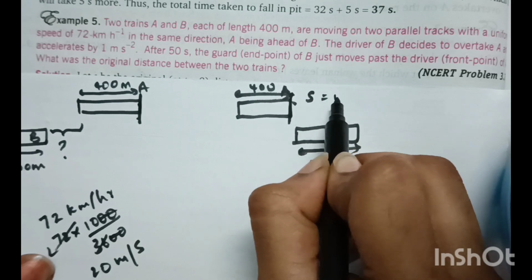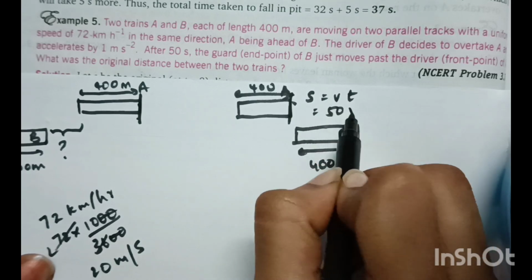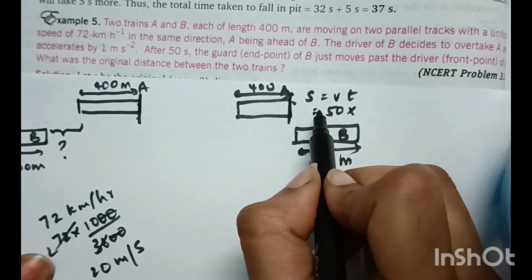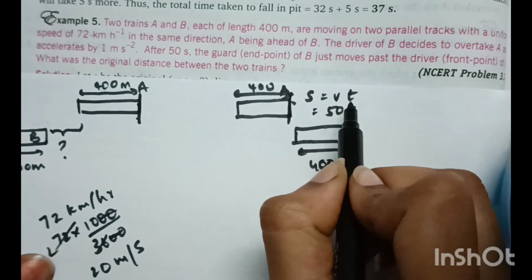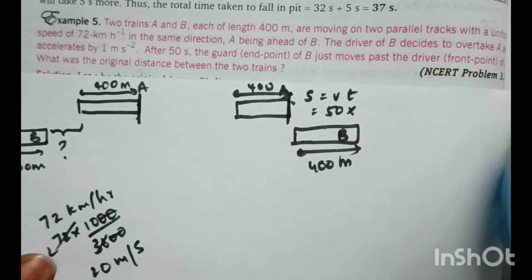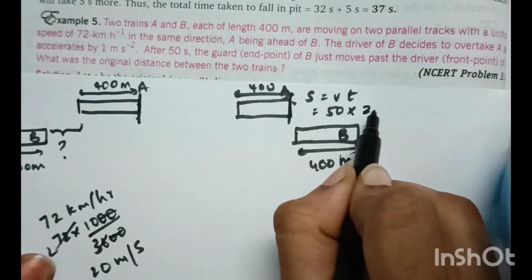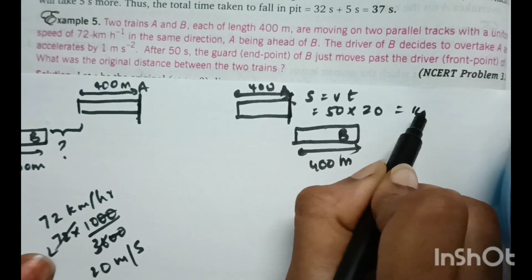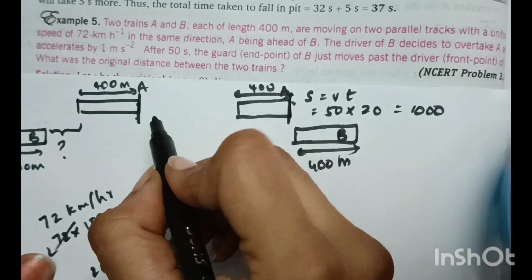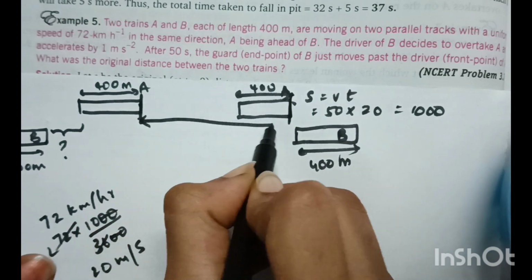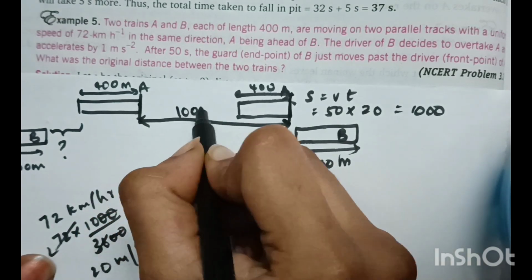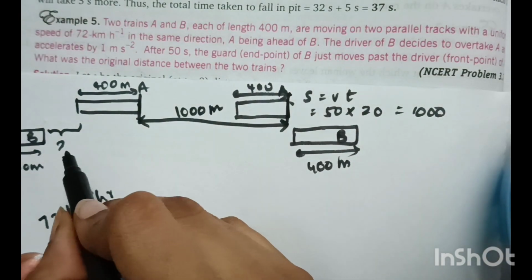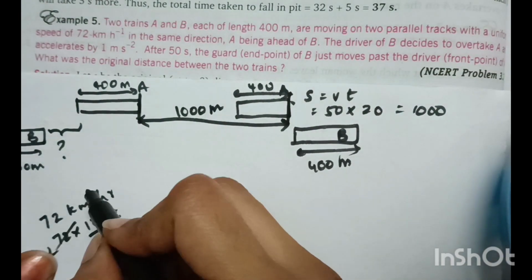S is equal to V into T. 20 meter per second in 50 seconds. That is 1000 meter. So this distance is 1000 meter. Okay. Now let us see how much distance B has travelled.